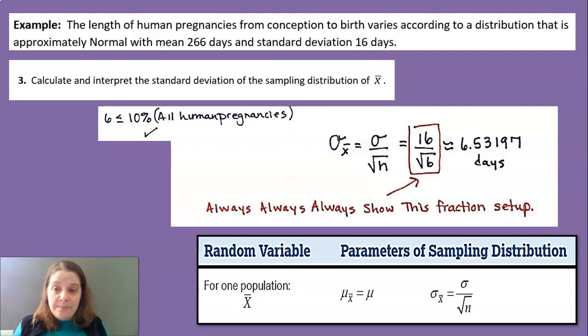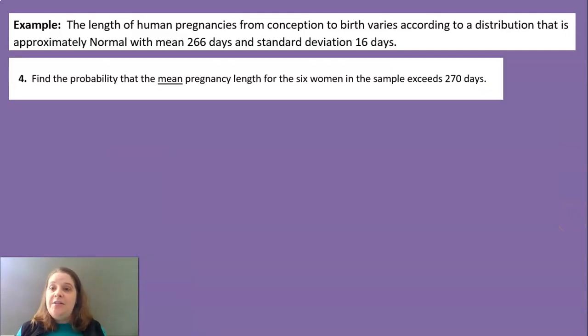Now, I've got that little step boxed in with the radical. It is incredibly important that you always show your fraction setup, the 16 divided by the square root of 6, where you substitute into that equation. When you go to plug these into your calculator, use 3 or 4 decimal places, and that's totally fine. But you're going to want that radical there in your work, because they're going to want to see that on the AP exam, that you know how to use this formula.